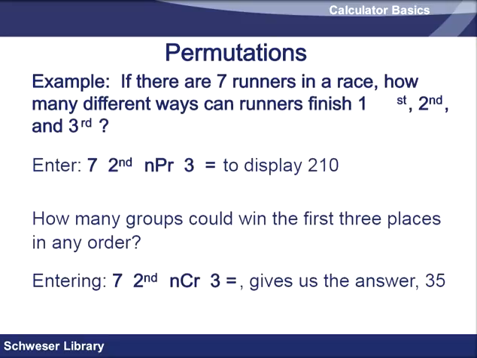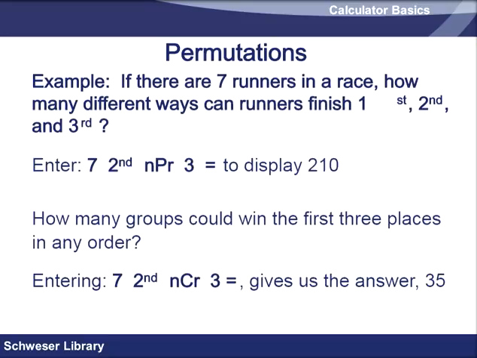So now we go, well, there's 7 runners, hit that permutations function, and then 3, and that'll tell us how many different groups of 3 there are in 7 items, when each group of 3 can be different if it's the same items with a different order. So the question here, how many groups could win the first 3 places in any order? And 7, second, nCr, the combination formula, gives us an answer of 35.